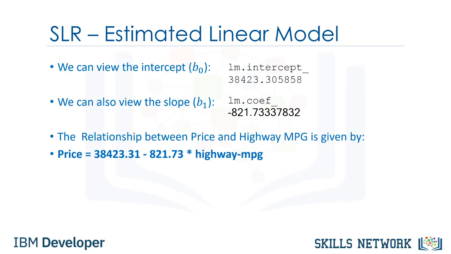The relationship between price and highway miles per gallon is given by this equation in bold: Price equals 38,423.31 minus 821.73 times highway miles per gallon. Like the equation we discussed before.